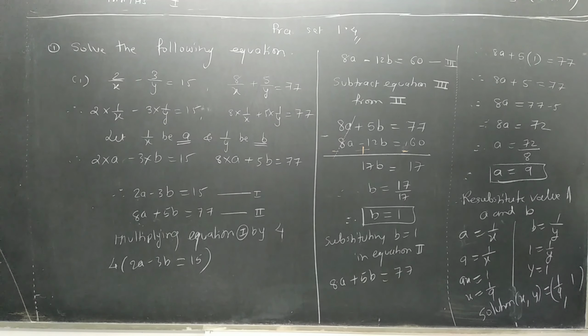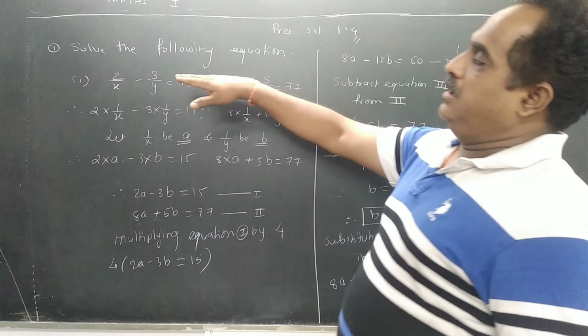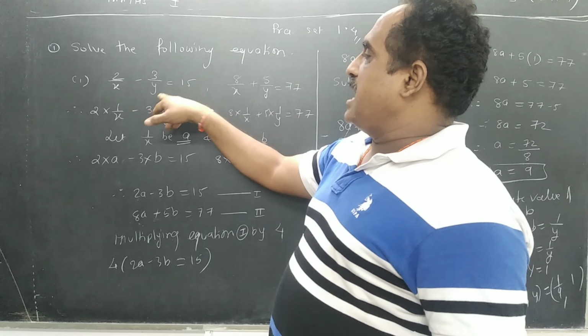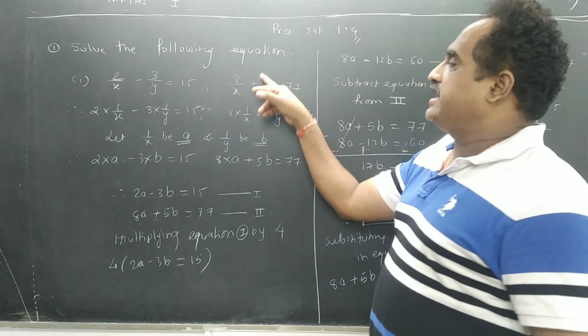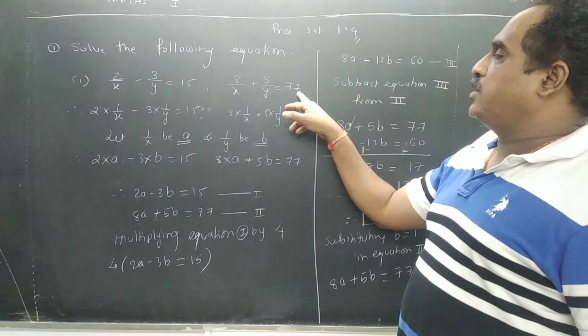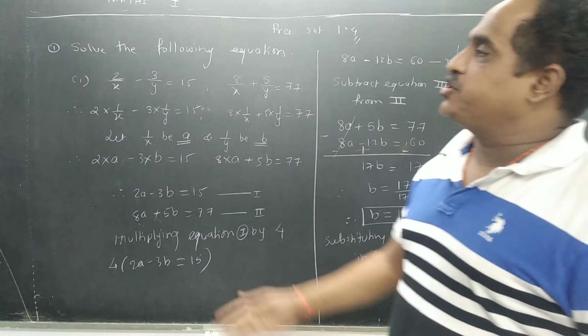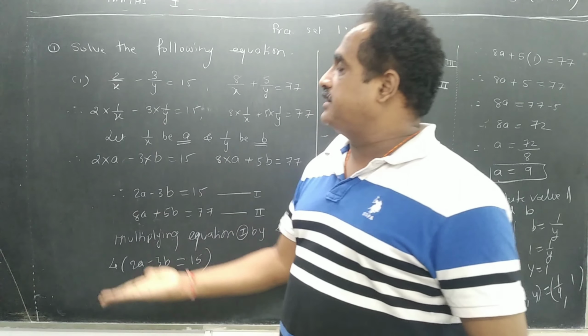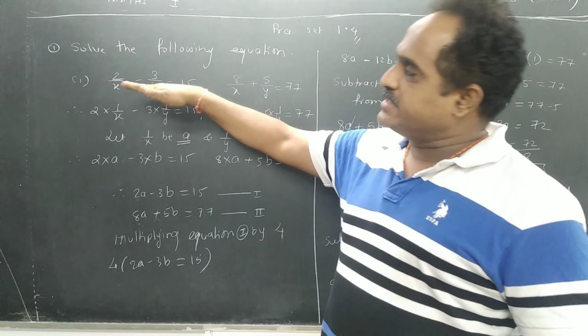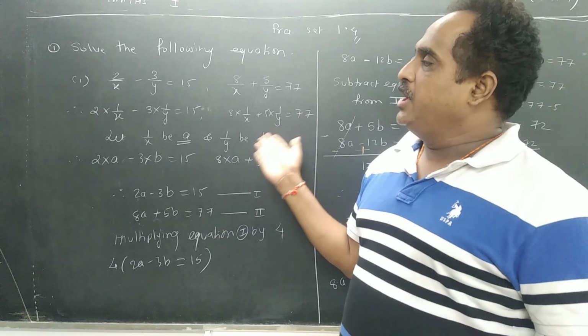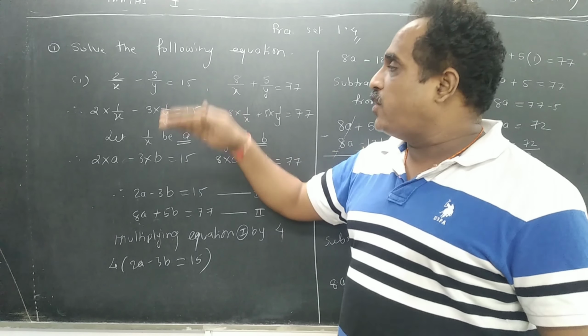See, once again I'll repeat it. What is the question? 2 upon x minus 3 upon y is equal to 15. 8 upon x plus 5 upon y is equal to 17. If this question were 2x minus 3y, it would be fine, but since it is upon, it is not a linear equation. So we have to convert this equation to a linear equation.